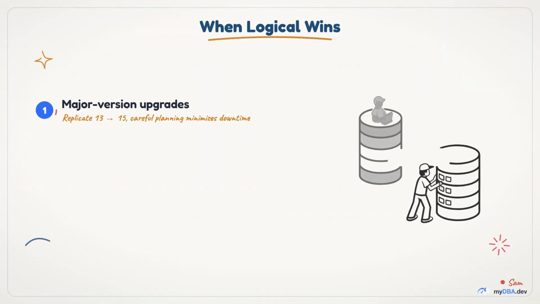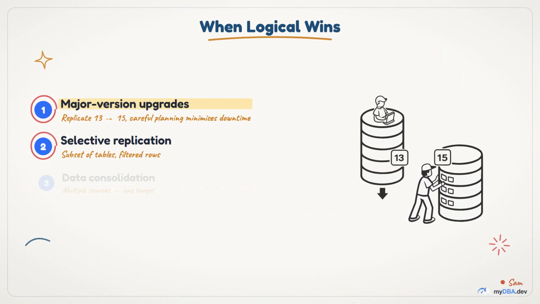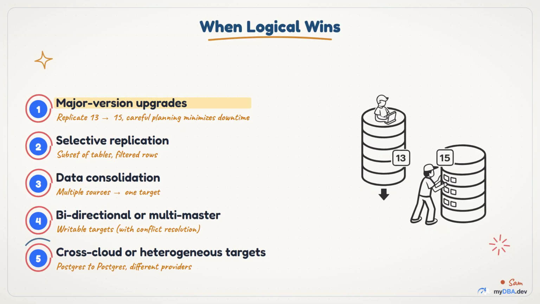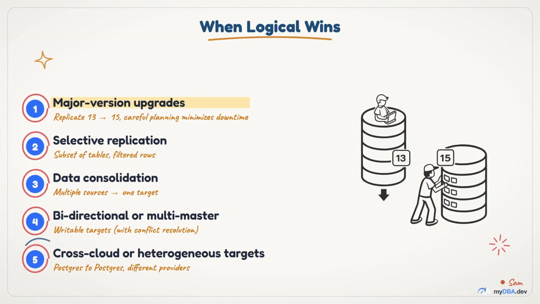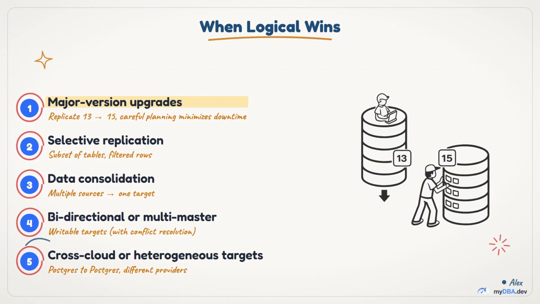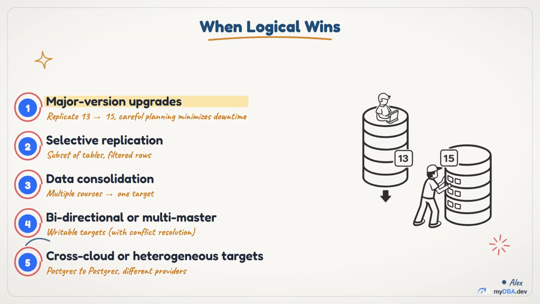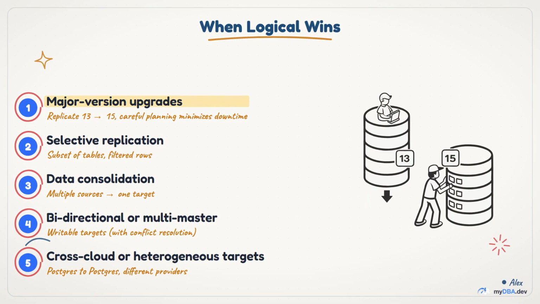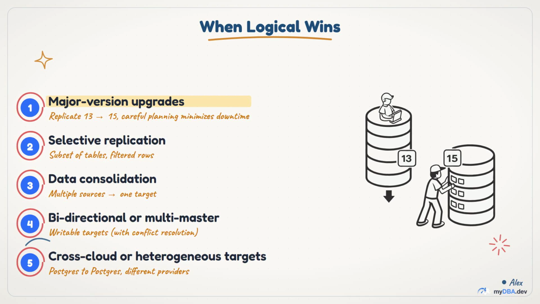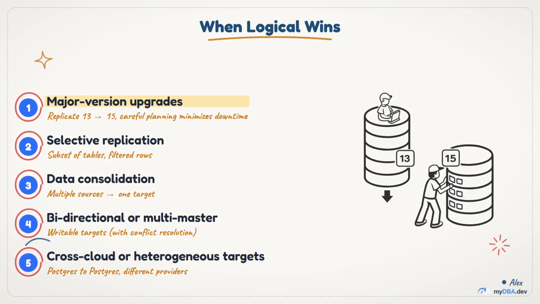Logical shines when you need flexibility. The killer use case is major version upgrades. You replicate from 13 to 15, let it catch up, then cut over. With careful planning, you can minimize downtime. Or when you're consolidating data from multiple sources into one analytics database. Or you only want a subset of tables replicated to a different region. Logical replication can facilitate major version upgrades with careful planning to minimize downtime.